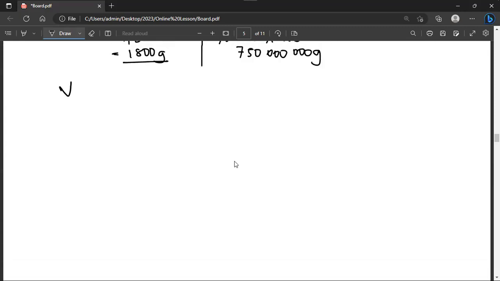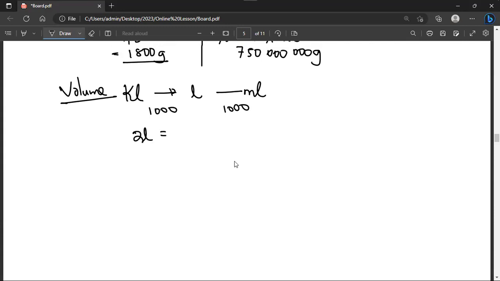Still, when it comes to volume in terms of capacity, we shall do the same. KL, L. This will be the same, whereby you have 1,000 liters, then 1,000 milliliters. Same story as has happened up there. So simply meaning if you have 2 liters, you have 2,000 mils.